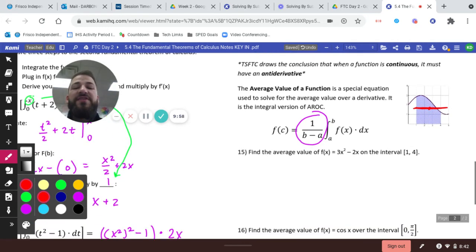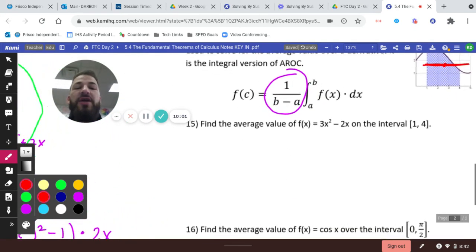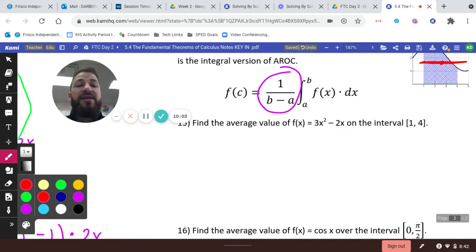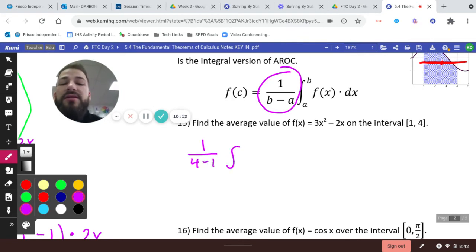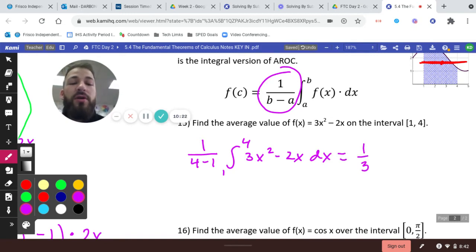So let's look at an example. Number 15: we want to find the average value of f of x equals 3x squared minus 2x on the interval 1 to 4. So this is going to be equal to 1 over b minus a, so 1 over 4 minus 1, times the integral from 1 to 4 of 3x squared minus 2x dx. Okay, so 1 over 4 minus 1 just becomes 1/3, times the integral from 1 to 4 of 3x squared minus 2x dx.